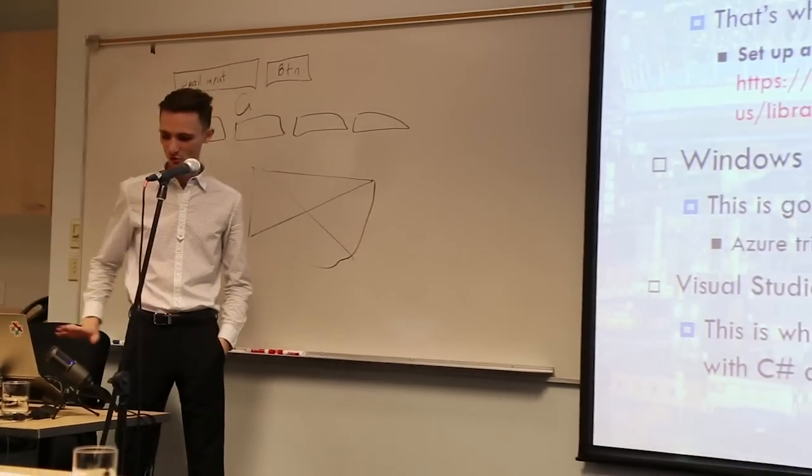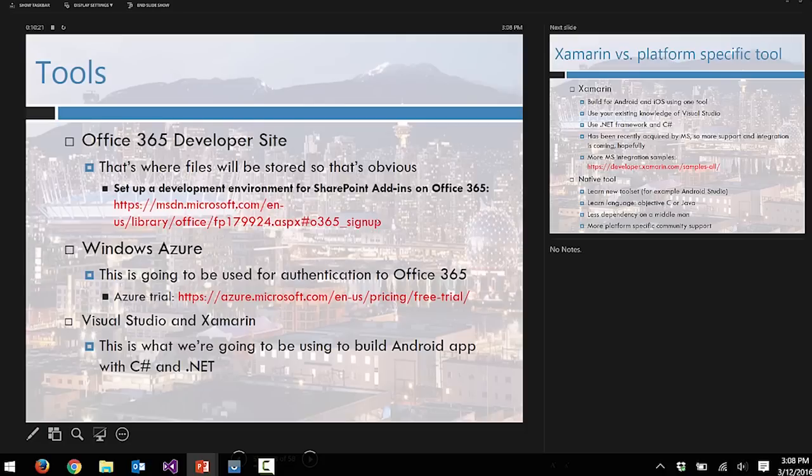So we're going to be using some tools for this demo. We're going to be using an Office 365 developer site. If you don't have one, you can use this link to download it, or you can just Google Office 365 developer site, and it'll point you to exactly the same link.